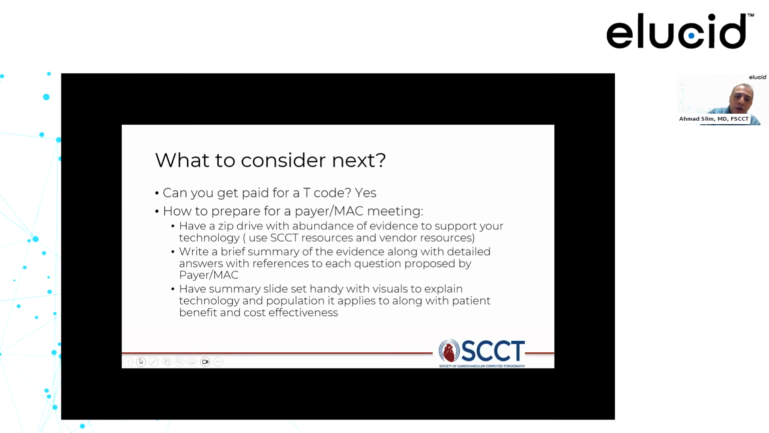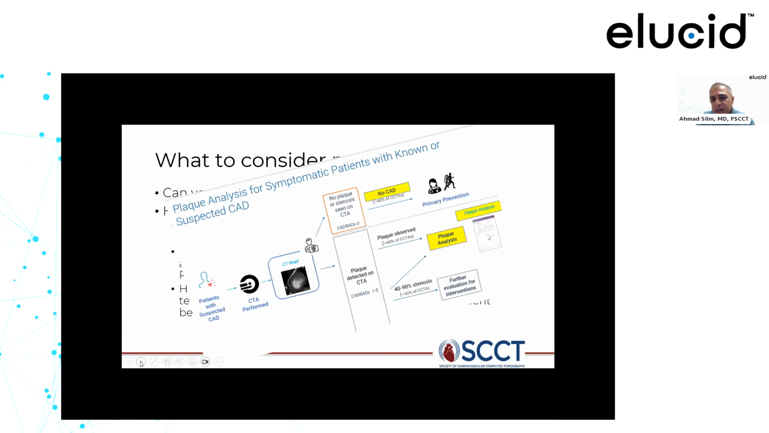And once you have these three components, invariably, you are going to have favorable coverage determination. This is a simplified version for Plaque coverage, where we met with one of the MACs for local coverage determination, and we did the simplified one slide with graphics that highlights, well, who doesn't need the technology, who needs the technology, and what percentage of patients we anticipate it applies to, and in what population.